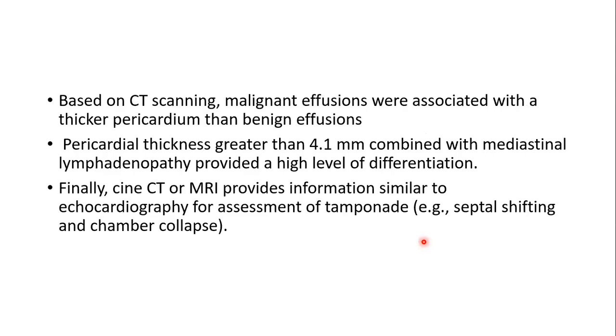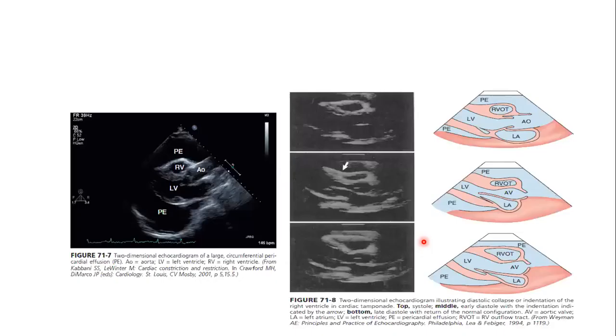Based on CT scanning, malignant effusions are associated with thicker pericardium than benign effusions, and a pericardial thickness greater than 4.1 millimeters, combined with mediastinal lymphadenopathy, provides a high level of differentiation. And finally, CT and MRI provide information similar to echocardiography for assessment of tamponade. Okay, so this is just an echo picture.